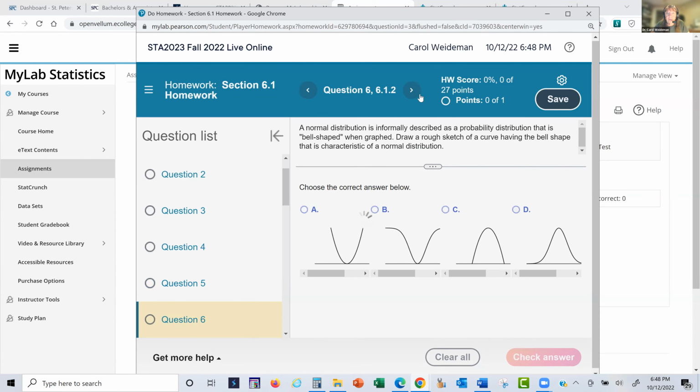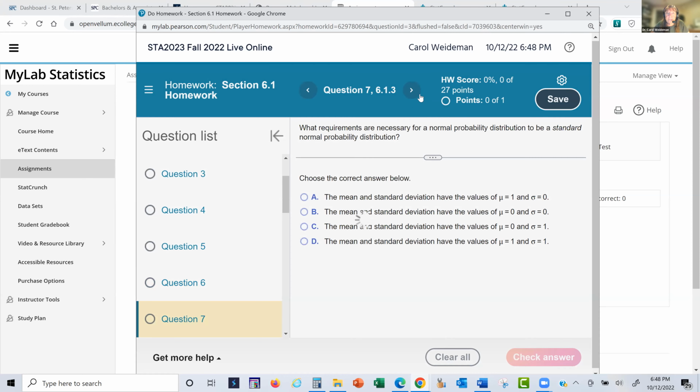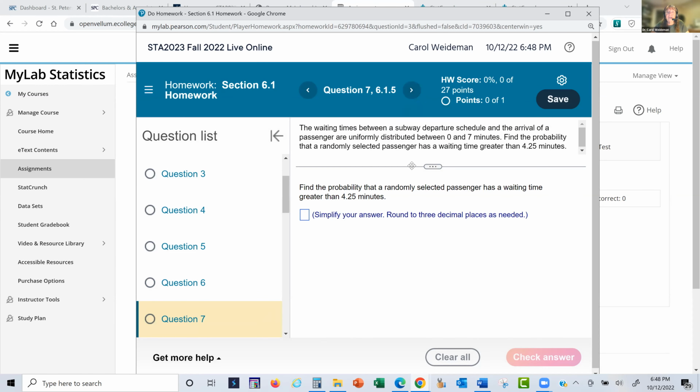That's a definition question. Okay, so this is a uniform distribution question. Let's see if we can do it without a picture. If not, we'll draw a picture. Okay, so it says the waiting times between subway departure schedule and the arrival of the passenger are uniformly distributed between 0 and 7 minutes.